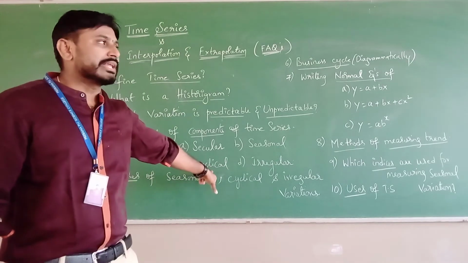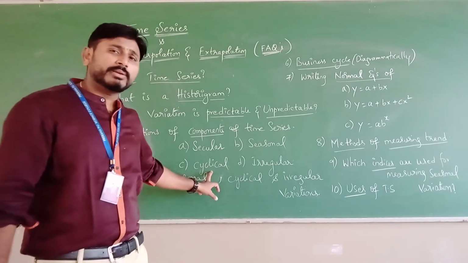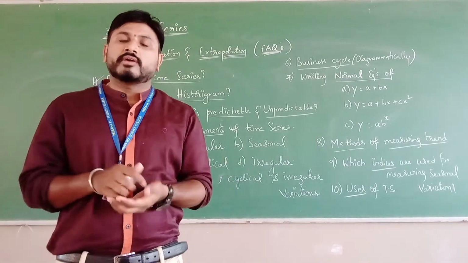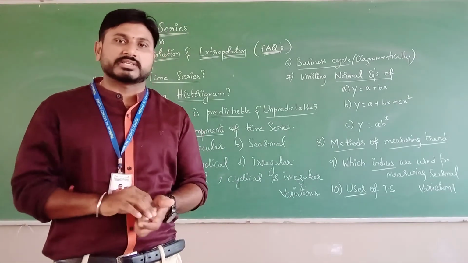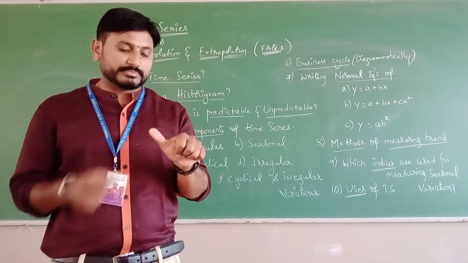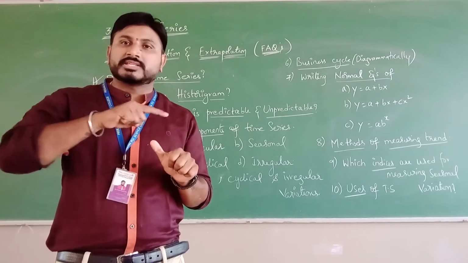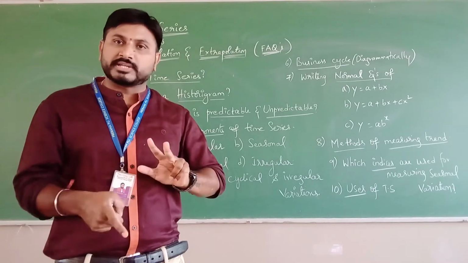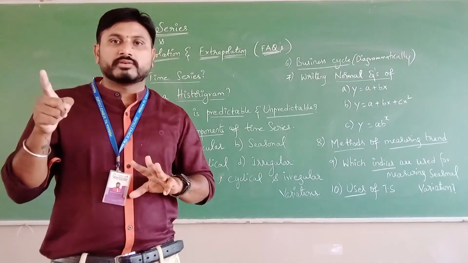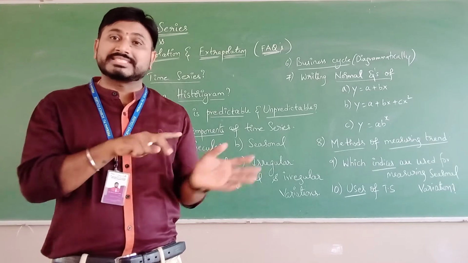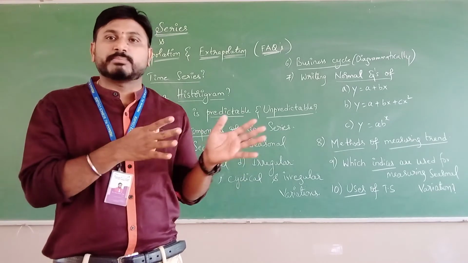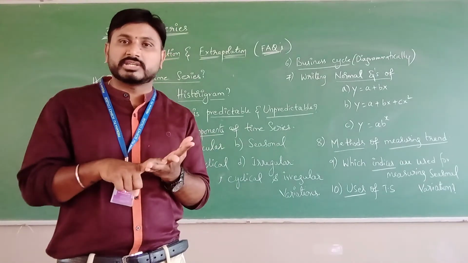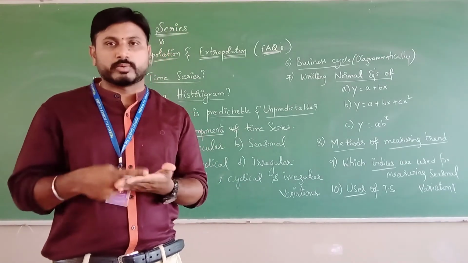Next one is cyclical variation. What do you mean by cyclical variation? Generally, cyclical variation is an oscillatory variation which happens in 4 stages. Stage number 1, prosperity, just increasing. Stage number 2, recession. Stage number 3, depression. Stage number 4, recovery. These are the 4 cyclical stages. We can also call it a business cycle, using these 4 stages: prosperity, recession, depression, as well as recovery.